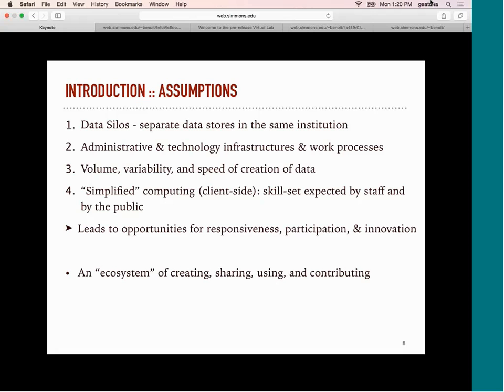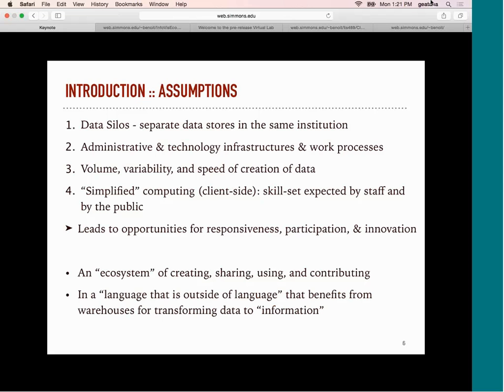Therefore, an ecosystem, which I'll define in just a moment, of creating, sharing, using, and contributing. One can create something for the side. What is good? Put that in the stream. A great example is, what if you have a great lecture and you're sick, or you're going on sabbatical? Wouldn't it be nice if another professor could pick it up and go, everything whole without recreating the wheel? That's not always possible. Could be.